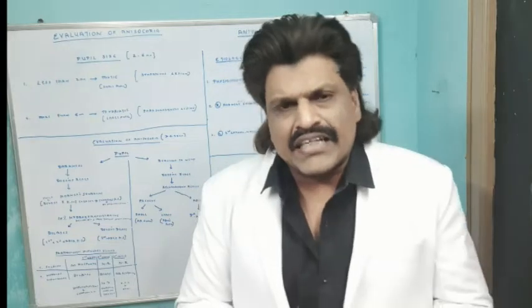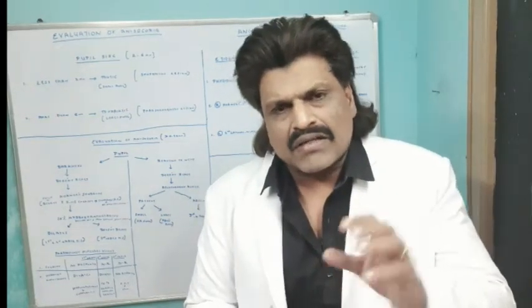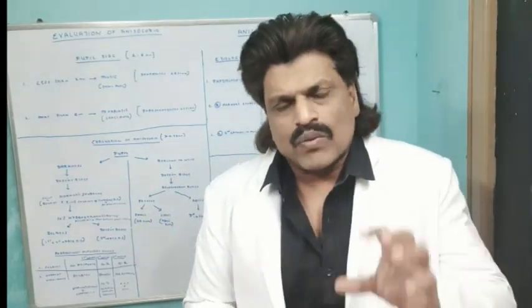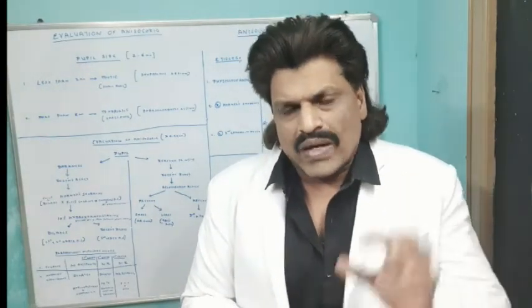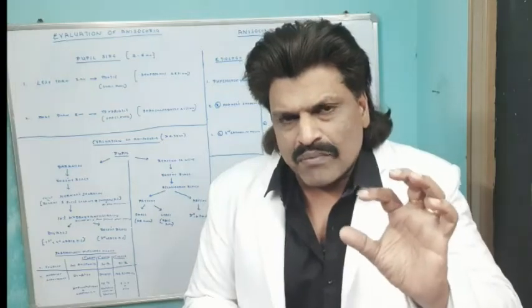Sympathetic causes dilatation of the pupil, parasympathetic causes constriction of the pupil. So when there is a parasympathetic lesion, the pupil will be dilated. When there is a sympathetic lesion, the pupil will be constricted.